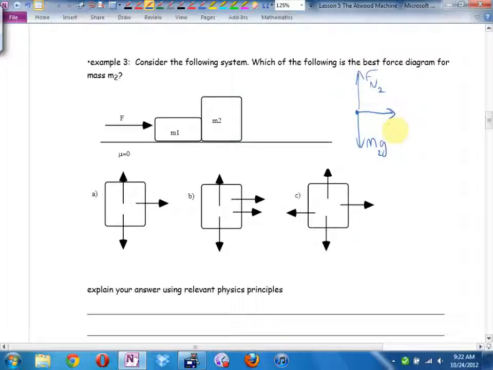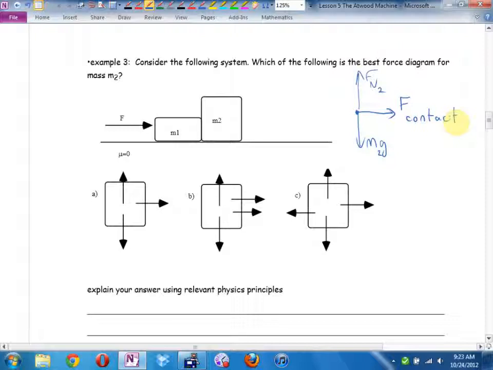Which force? It's the force of the wall of mass 1 pushing against the wall of mass 2. You could call it a normal force because it's a surface pushing against a surface, but I'm going to give it actually a new name. I'm going to call it a contact force. That's what's pushing mass 2. Mass 2 is getting pushed by a contact force.